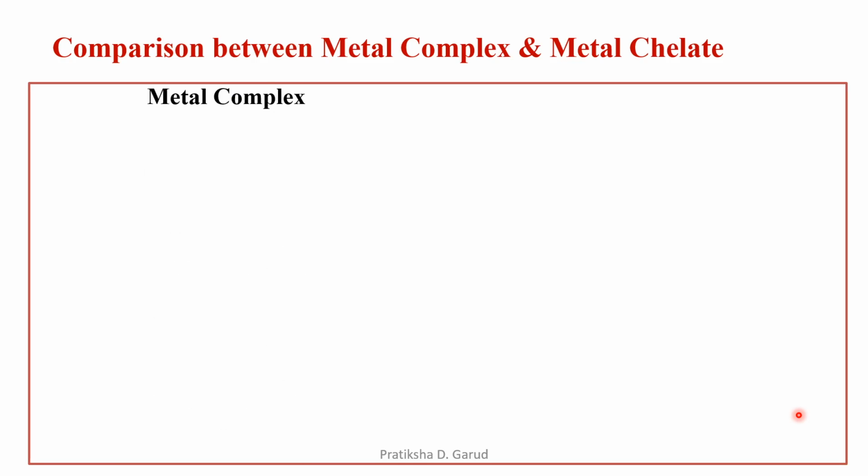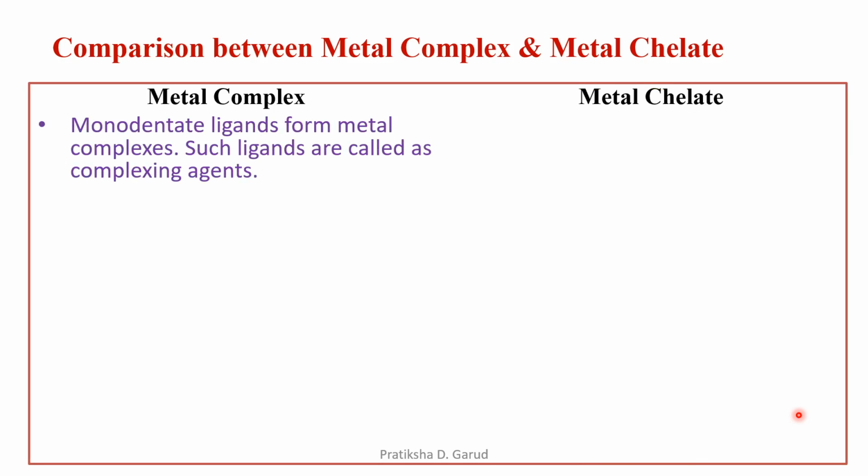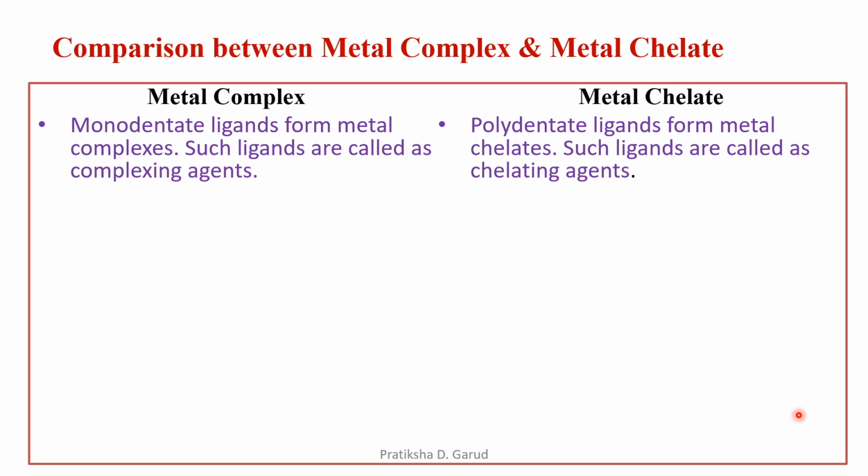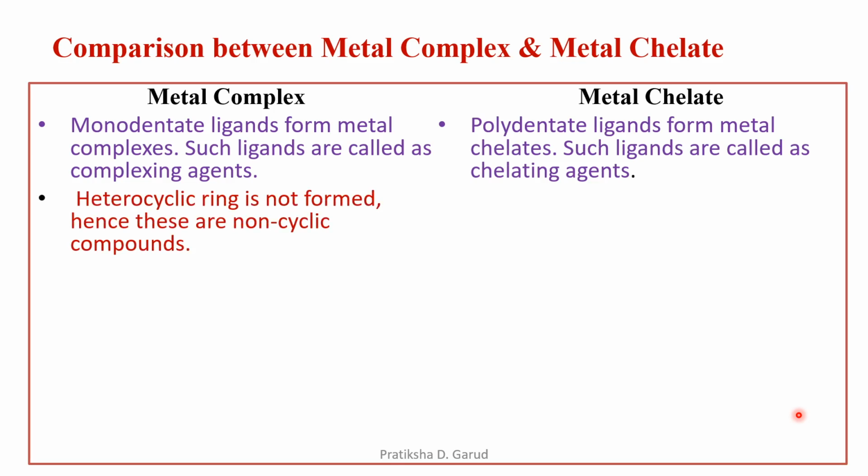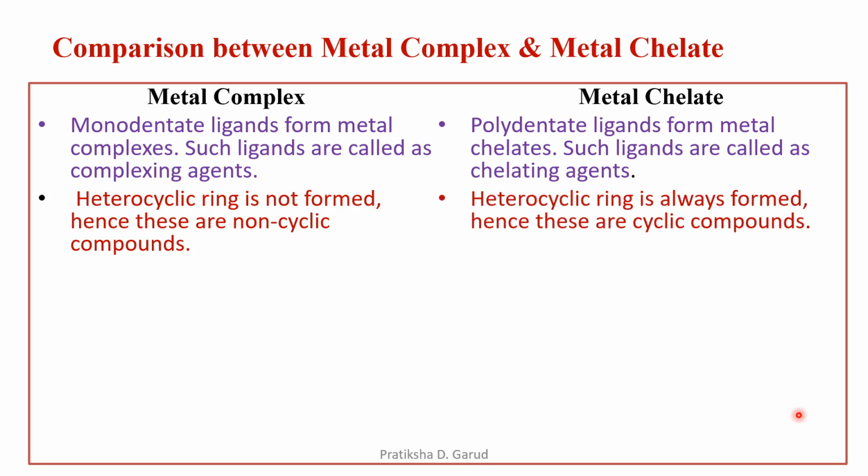So let's see the comparison between the metal complex and the metal chelate. On one side we have the metal complex and on the other side the metal chelate. Monodentate ligands form metal complexes, and such ligands are called complexing agents. Whereas polydentate ligands form metal chelates, and such ligands are called chelating ligands. In metal complexes, a heterocyclic ring is not formed, hence these are non-cyclic compounds. In metal chelates, a heterocyclic ring is always formed, hence these are cyclic compounds.